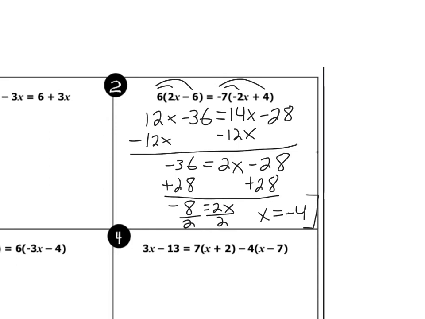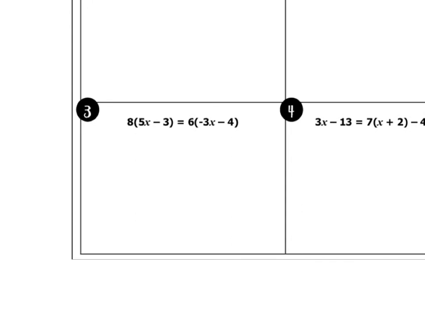And I hope you got negative 4 before I did. Hopefully you tried this out before I did. And so number 3, once again, we start with the distributive property. And again, please make sure you're pausing these and trying to do these on your own before you watch me do it.